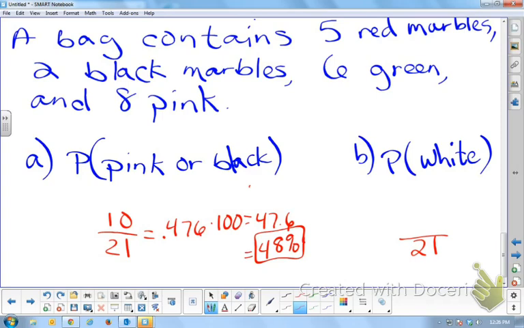We want the probability of getting a white marble. Well, notice there are no white marbles. So we have 0 ways to get a white marble if we pick a marble out of the bag. So that would give us 0%.